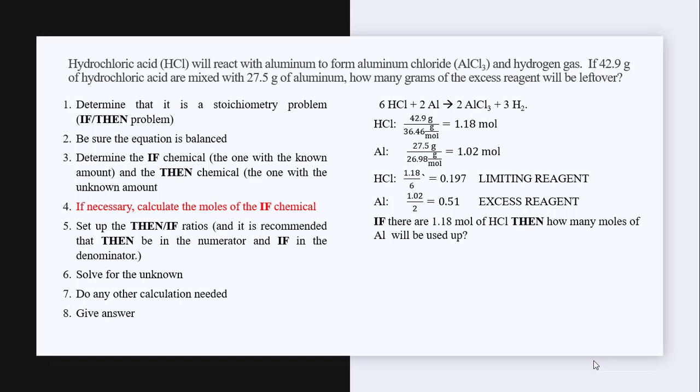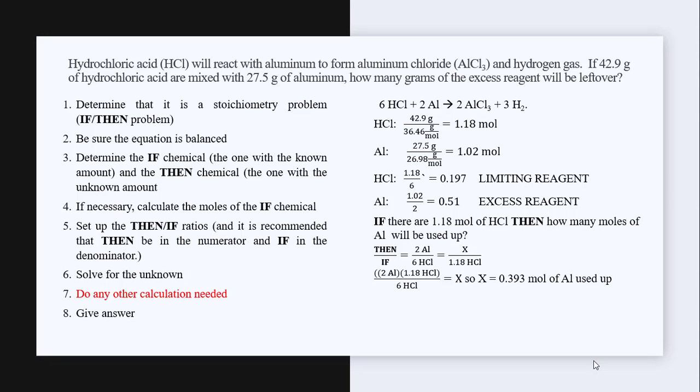We've already done that. So now we're going to set up the then-if ratios. So we have then over if equals 2 aluminum over 6 hydrochloric acids equals x over 1.18 hydrochloric acids. Now we're going to solve for the unknown. So we're going to cross multiply the 2 and the 1.18, divide by the 6. When you do that, x equals 0.393. So 0.393 moles of aluminum were used up.